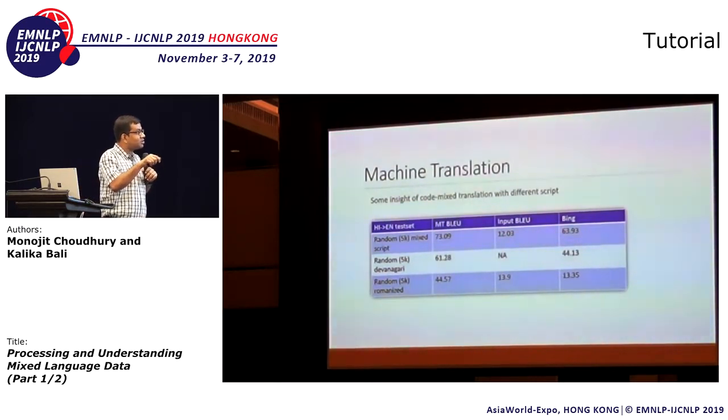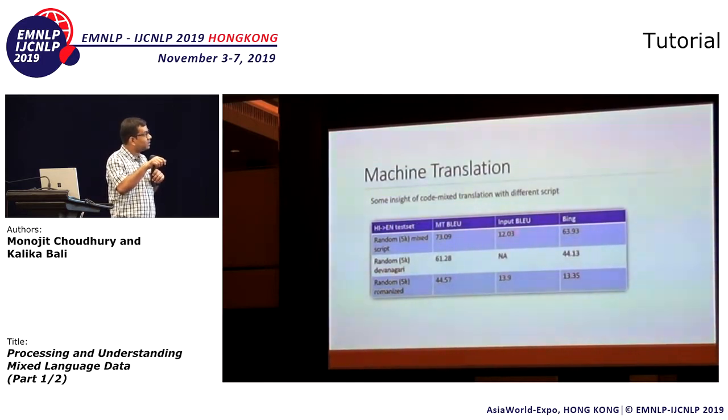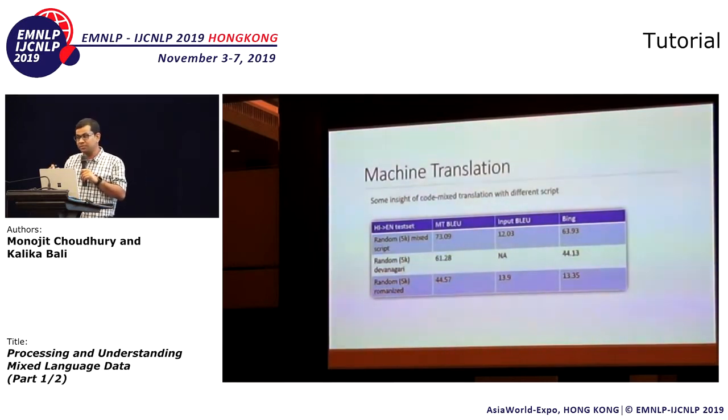But there is another reason for the high BLEU score: your input BLEU is also very high. Input BLEU means if you do not do any translation and just say my input is my output, because it has a lot of code mixed content, you already have some amount of translation in the source language itself. So 13 and 12 is my input BLEU. That means I already have 12 or 13 percent, a very significant number, of words in the target language.